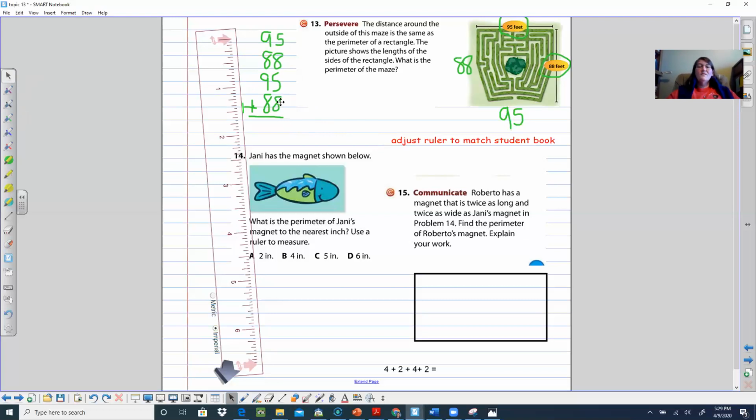Okay, now I can group the numbers in my head though. I know 5 plus 5 is 10, and I know 8 plus 8 is 16. So I can add 10 plus 16 and get 26. So I'm going to put my 6 down and carry my 2. Now I have 9 and 8. 9 and 8 is 17.